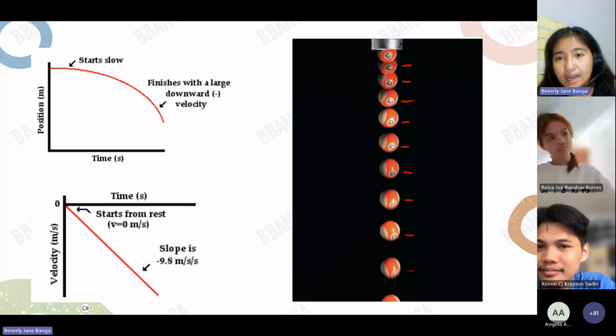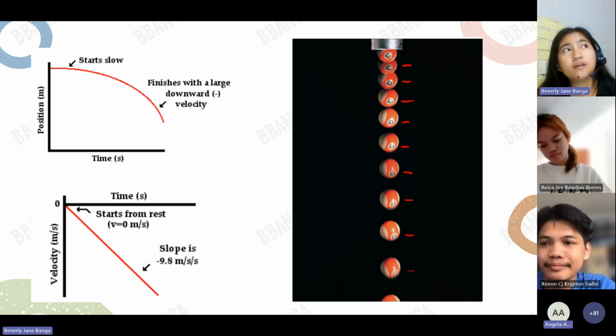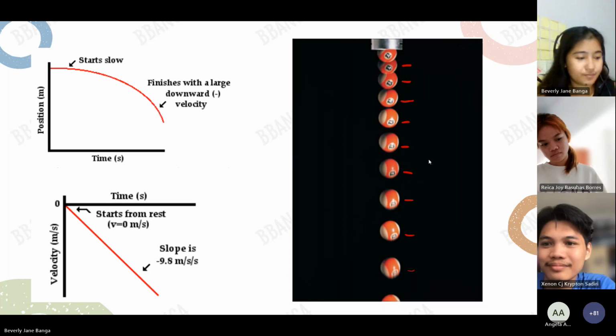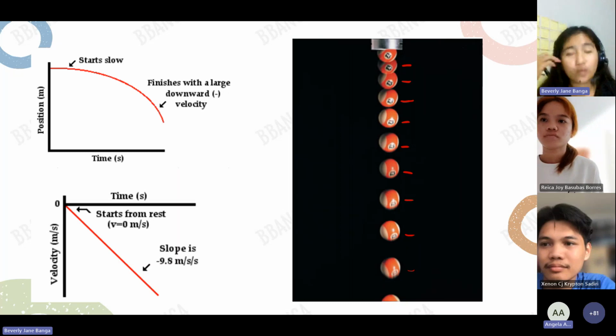Tinatanong ko, anong nangyayari, anong ma-observe nyo sa motion ng ball as it goes downward? Parang mas bumilis siya nung pababa. Paano nyo nalaman na bumilis siya? Eh, hindi naman gumagalaw yung bola nung tinitignan na natin. How do we know what gave it away? Yung gap ng per ball.